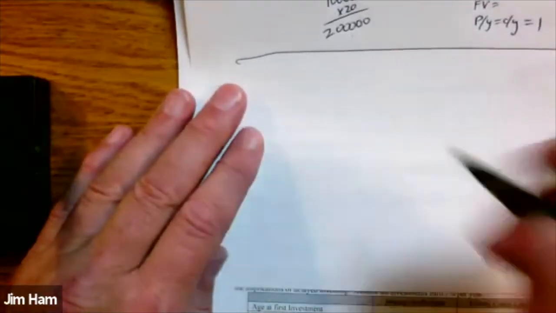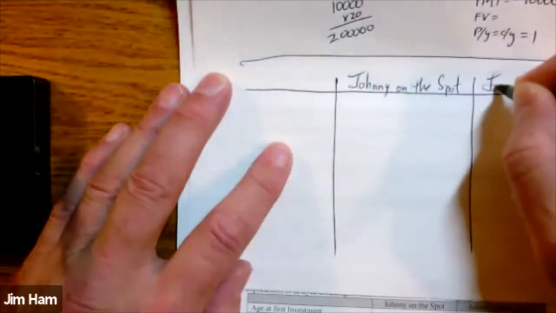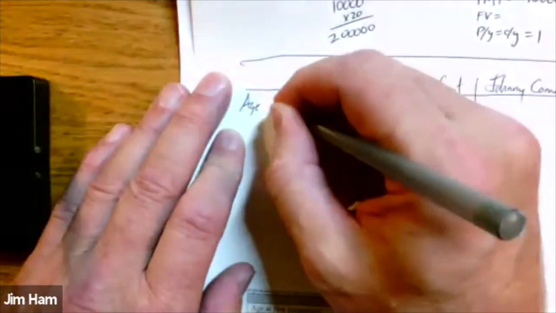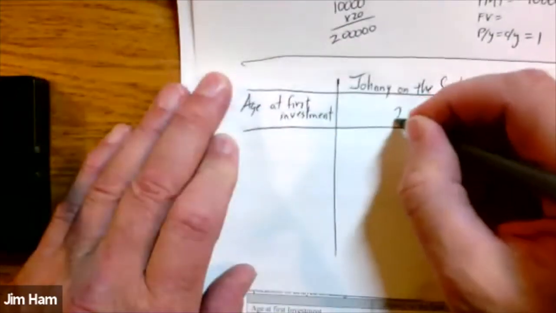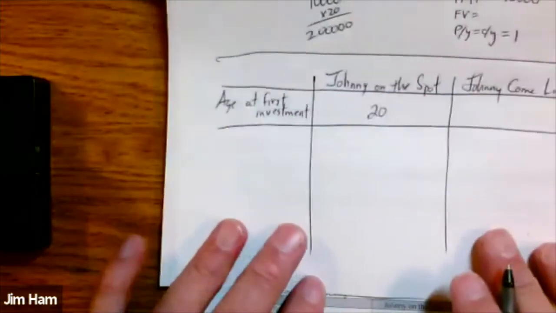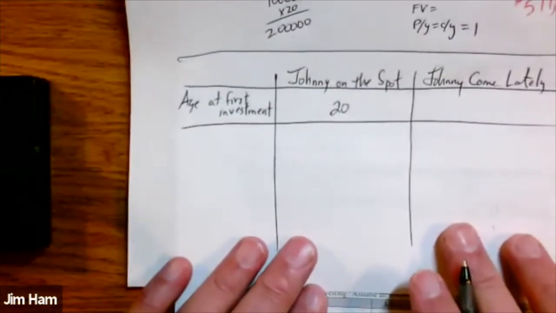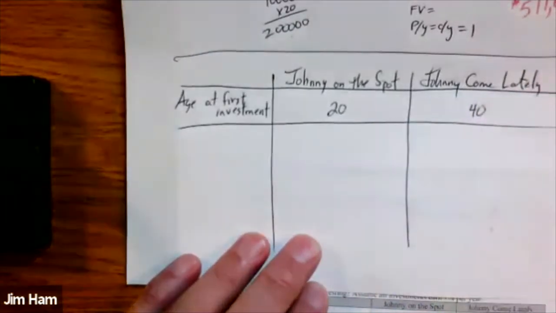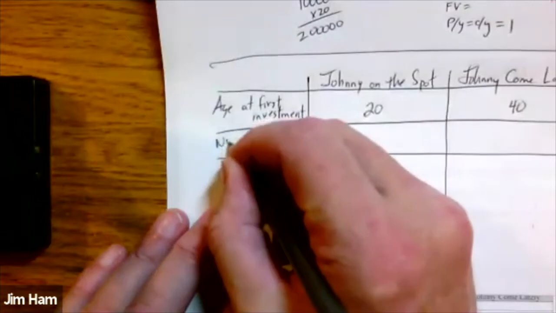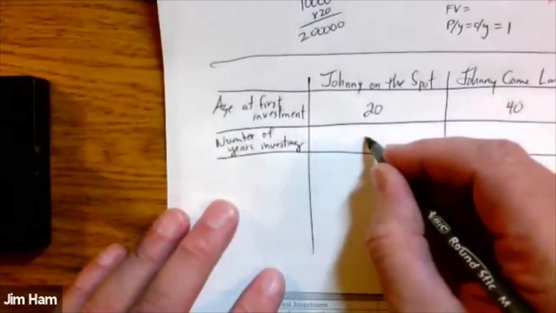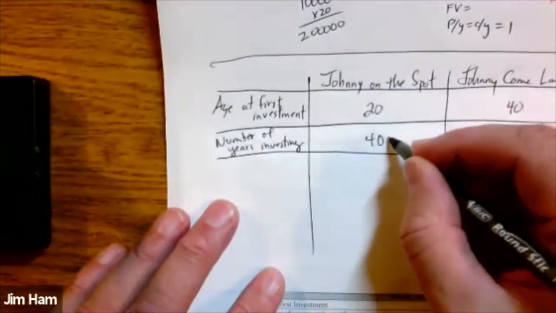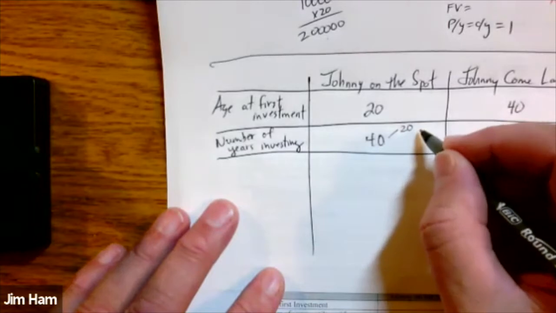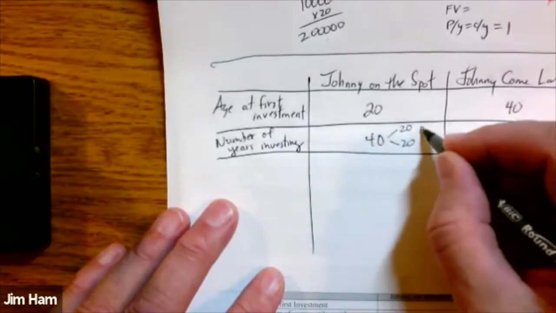All right, so we have Johnny on the Spot and Johnny Come Lately. Age at first investment. Johnny on the Spot was 20. Johnny Come Lately, remember he waited 20 years, so his age when he started investing was 40. Number of years investing. Well, Johnny on the Spot actually had 40, but remember it was 20 making a payment and 20 with no payment.